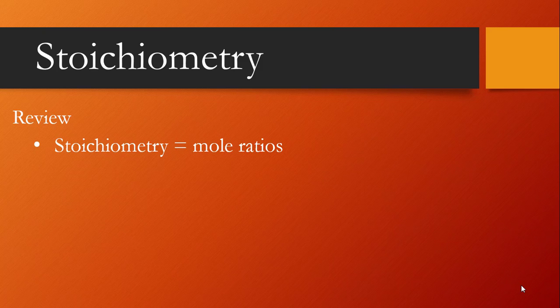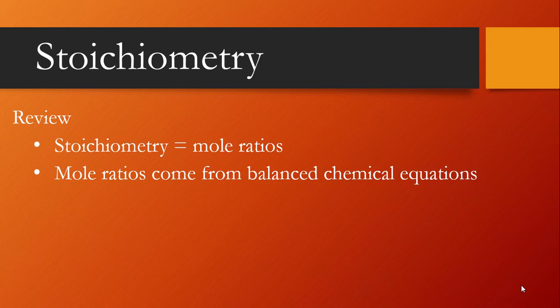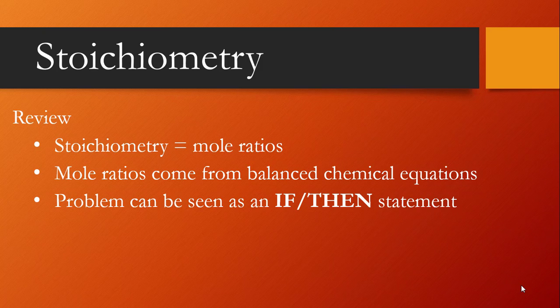So to review, stoichiometry equals mole ratios. No, I'm not going to keep repeating that right now. Mole ratios come from properly balanced chemical equations, and the problems can be seen as an if-then statement. If I have this much of something, then how much of the other do I need? If I have this much of something, then how much can I make?